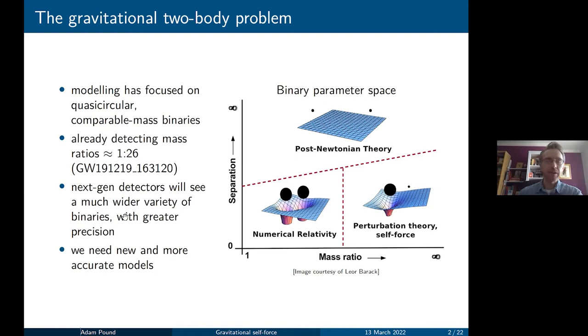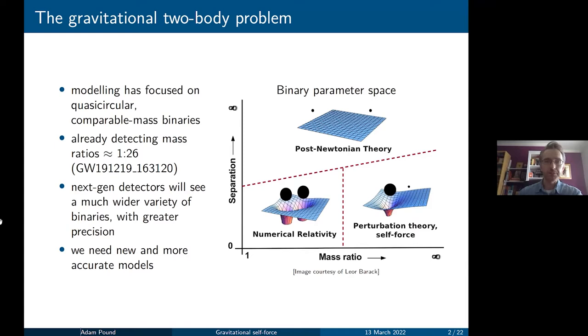And of course, next generation detectors are going to see a much wider variety of binaries with much, much greater precision. Next generation ground-based detectors are going to see higher precision. They're going to see higher mass ratios. And really, once we go to LISA or space-based detectors, we're going to see a huge range of mass ratios. And so we're really going to need to consider more of this whole parameter space. In particular, this side down here, where it's small separation, so you're highly relativistic, but you're at an extreme mass ratio where one of the bodies is much, much smaller than the other one. This is where we use self-force theory and the kind of modeling that I'm going to be discussing.